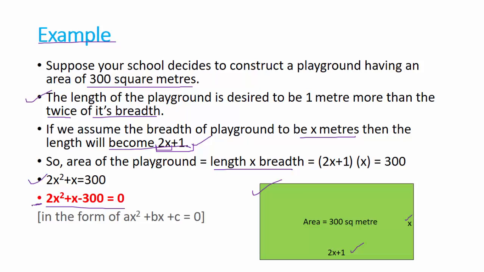So comparing this equation with the standard form of equation, which is ax square plus bx plus c is equal to 0, we get that this is a quadratic equation because it satisfies the standard form ax square plus bx plus c is equal to 0, with a equal to 2, b equal to 1, and c equal to minus 300. By solving this quadratic equation we can get the value of x, and on the basis of that we can find the value of length and breadth of this playground. So here we see how with certain information we can find the required value by solving a quadratic equation.